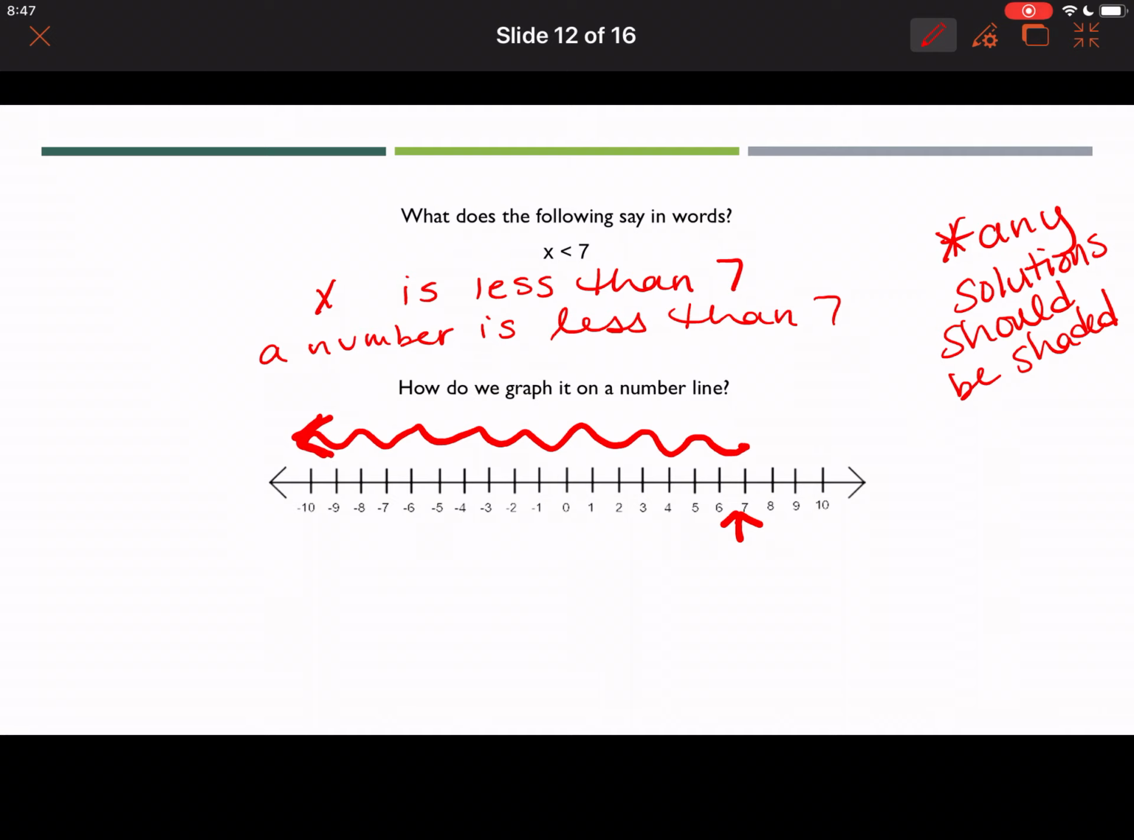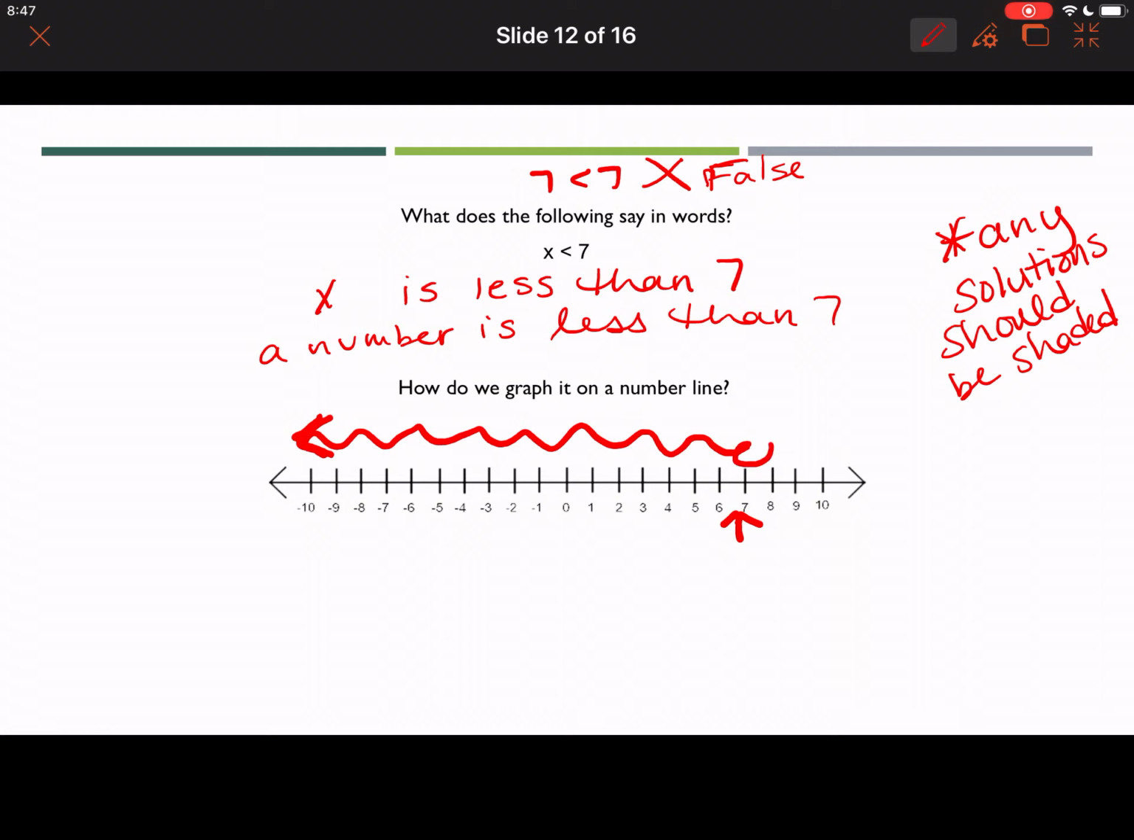But where does it stop? It stops at the number 7, but does it include the number 7? It says a number is less than 7, or X is less than 7, right? Is 7 less than 7? No, 7's not less than 7. If I plugged in 7 here, this would not be true, right? This would be what we call false. So we don't want that 7 to be shaded in.